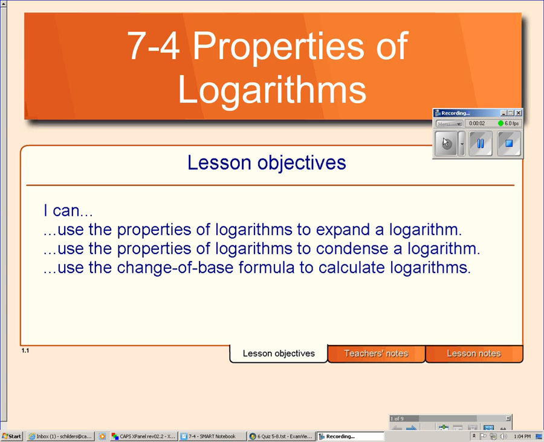This is lesson 7.4. It's about the properties of logarithms. If you recall, a logarithm is the answer to an exponential function, so the properties of logarithms are related to the properties of exponents. By the end of this lesson, you should know the properties of logarithms and be able to use them to expand and condense a log. And then you should also know the change of base formula, and that's used for calculating logarithms also.